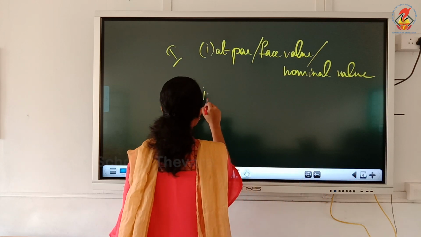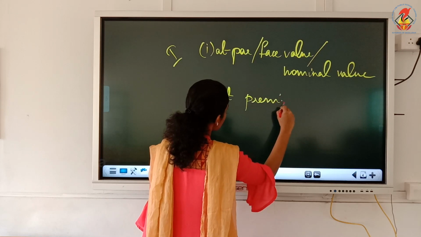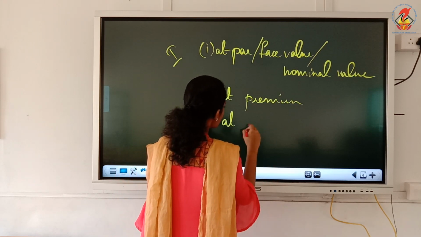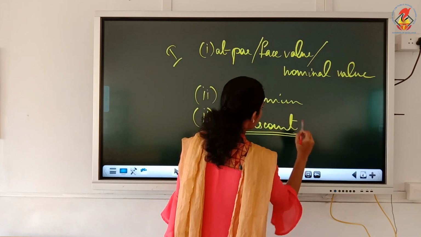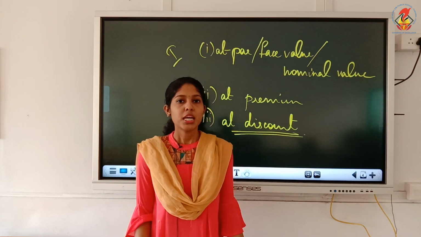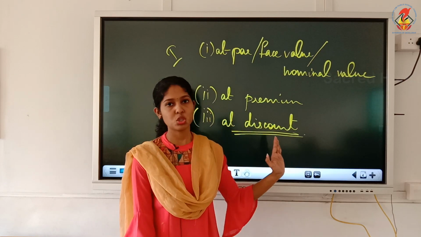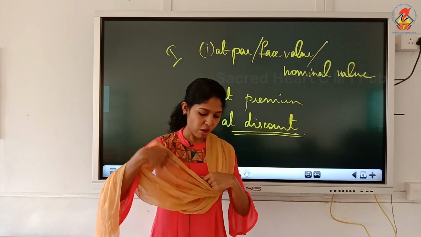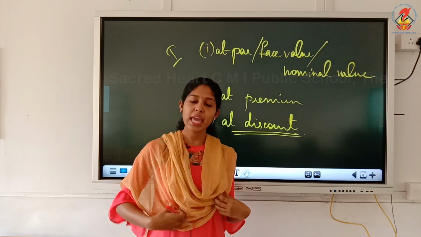Then the second situation is we can issue debentures at premium. That's also similar to the shares chapter. Then we can issue debentures at a discount, which is a new term, because shares we didn't issue at a discount. Now debentures can be issued at a discount. So that is the only new entry which you have to learn. Yes, so we'll start with the first one, issue of debentures for cash, and now we are issuing at par.